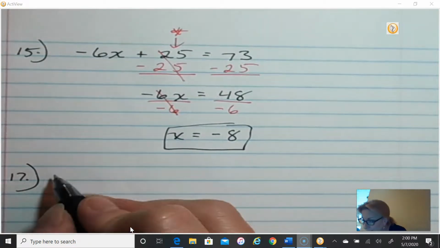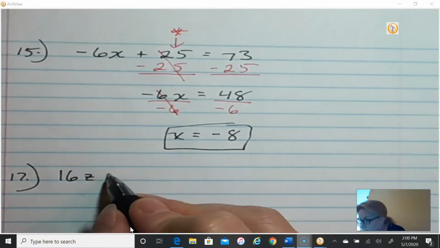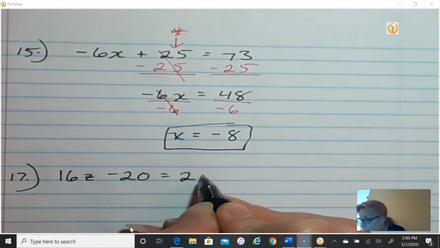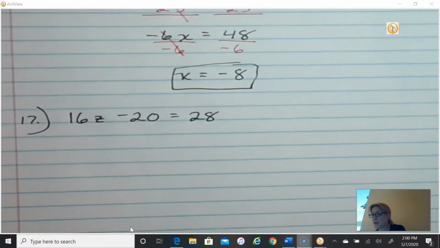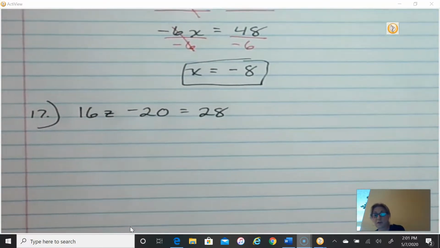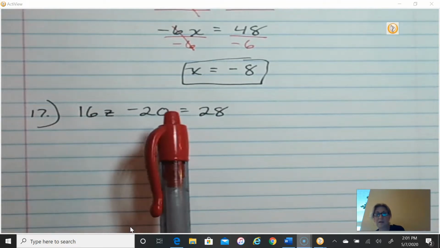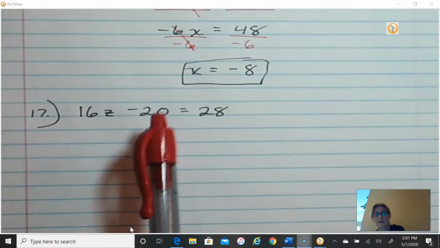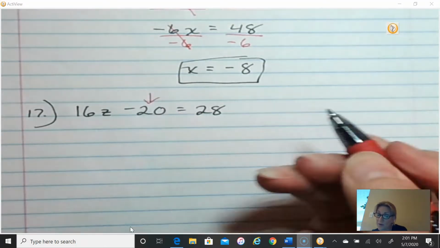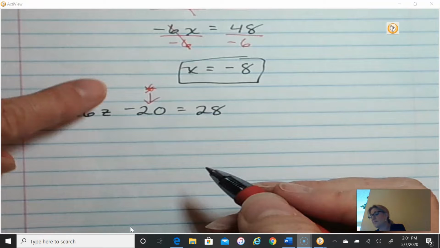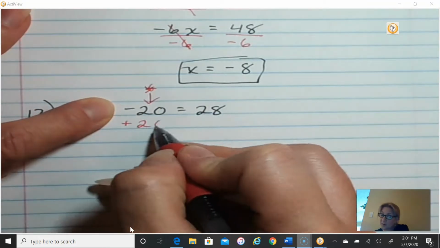17, 16z minus 20 equals 28. Yep, wrote it down correctly. Okay, so which one do I do first? Do I get rid of the 16 or the negative 20? You're going to do negative 20 because it is not with the letter or the variable. So you're going to do this one first. So that's minus 20, so the opposite is plus 20.